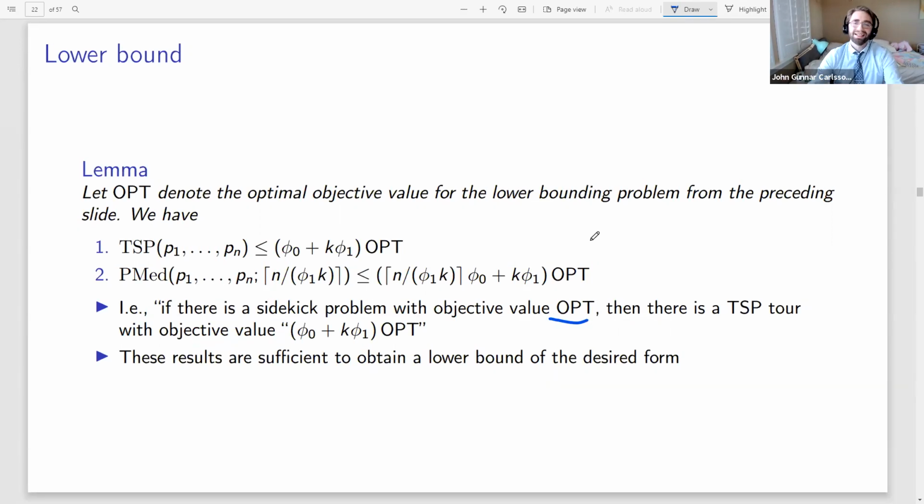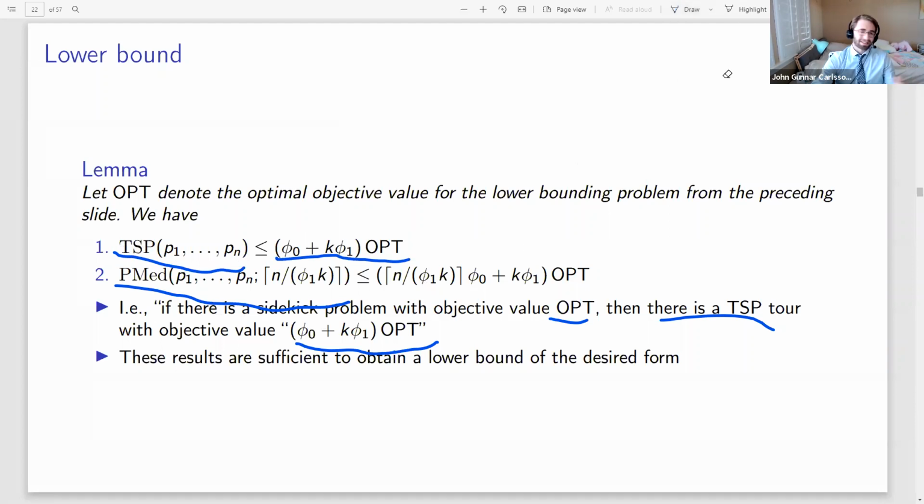So I solve this problem. It says, if you can find one like that, then there is a TSP tour whose objective value looks like this: phi naught plus k phi 1. So phi naught, again, is the speed of the truck, and k phi 1 is the speed of the drone. Where this is useful is that I already know how the TSP scales, and I also know how the p-medians problem scales. It turns out I can use those two results as lower bounds that limit how good my problem of interest, my sidekick routing problem, happens to be.